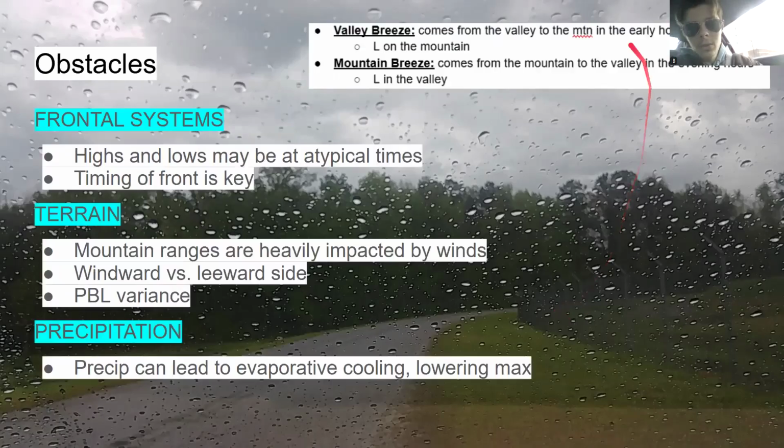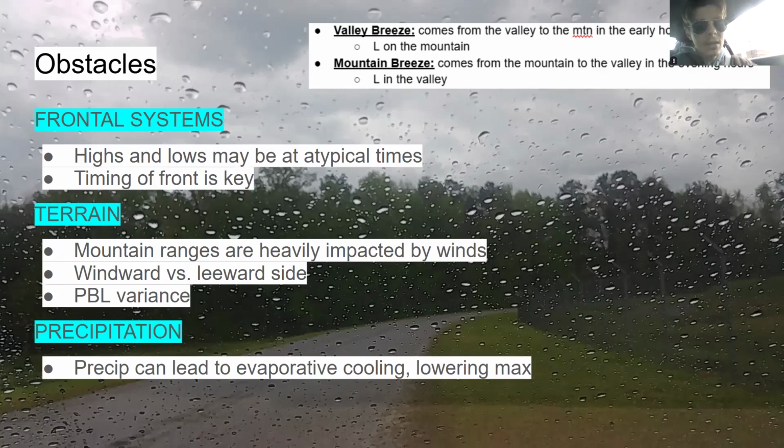Now, what are some obstacles that we can have with temperature forecasting? Well, frontal systems are going to be an obstacle because the highs and lows for our days might be at atypical times. Usually, our highest temperature in the day is close to before sunset, because that's when the maximum amount of heating has been able to occur, and the low is right before sunrise typically. But sometimes if frontal systems exist, that can change things. The timing of the front is key.